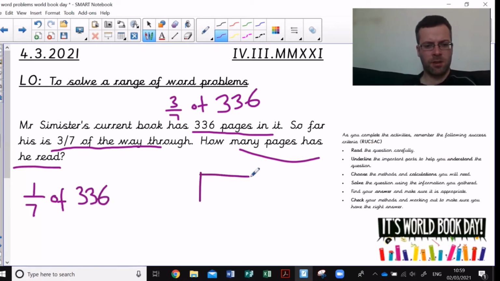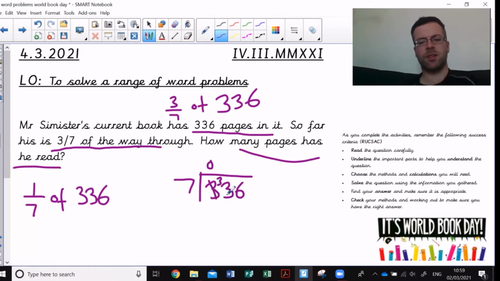So how many 7s go into 3 is none. So carry that 3 over. How many 7s go into 33? Well, 4 gets me to 28, then I've got a remainder of, clearly I've done my maths wrong. Unless I've gone wrong somewhere. 8, so that means I've got a remainder of 5. Oh no, I am right. So then how many 7s go into 56? And the answer is 8. So I've read 48 pages.